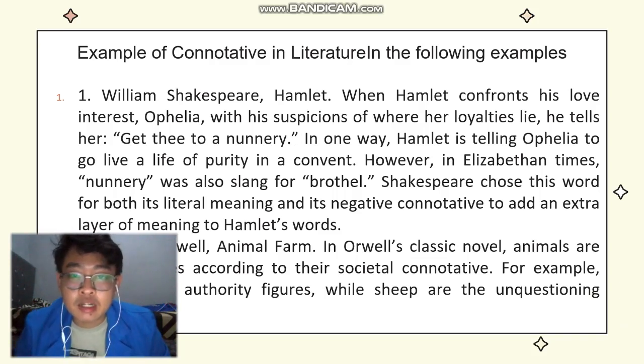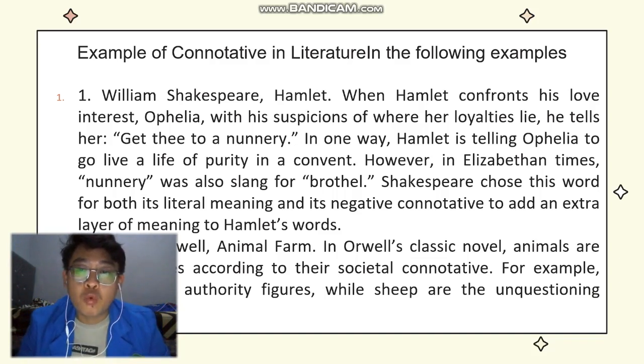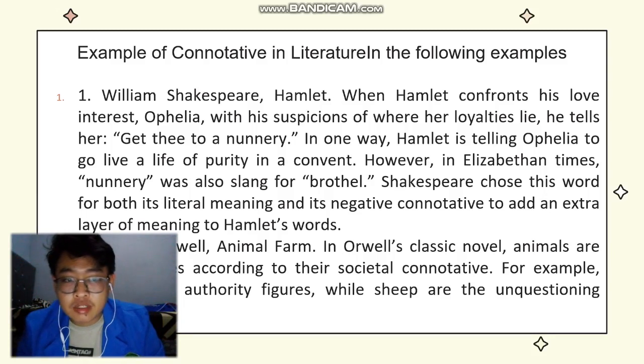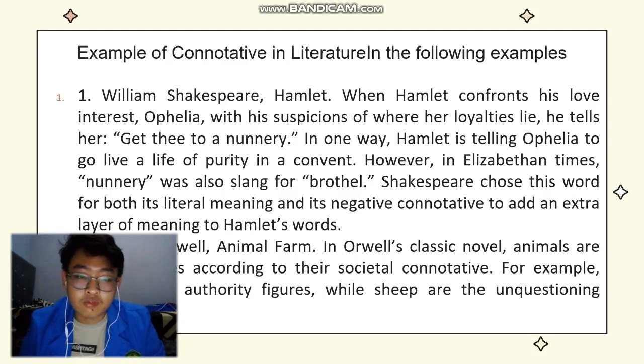Examples of connotative meaning in literature. One, William Shakespeare, Hamlet. When Hamlet confronts his love interest Ophelia with his suspicion of where her loyalties lie, he tells her, get thee to a nunnery. In one way, Hamlet is telling Ophelia to go live alone forever in a convent. However, in Elizabethan times, nunnery was also slang for brothel. Shakespeare chose this word for both its literal meaning and its negative connotation to add an extra layer of meaning to Hamlet's words.